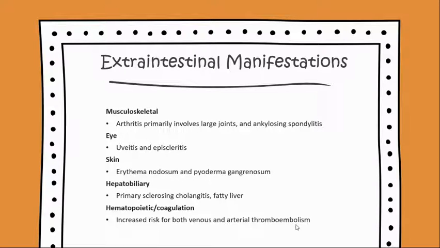Extraintestinal manifestations: musculoskeletal. Arthritis primarily involves large joints and ankylosing spondylitis. Eye, uveitis and episcleritis. Skin, erythema nodosum and pyoderma gangrenosum. Hepatobiliary, primary sclerosing cholangitis and fatty liver. Hematopoietic coagulation, increased risk for both venous and arterial thromboembolism.